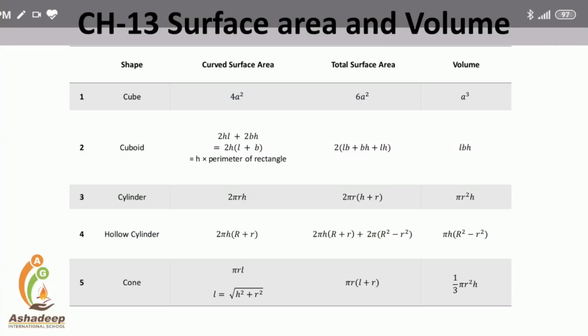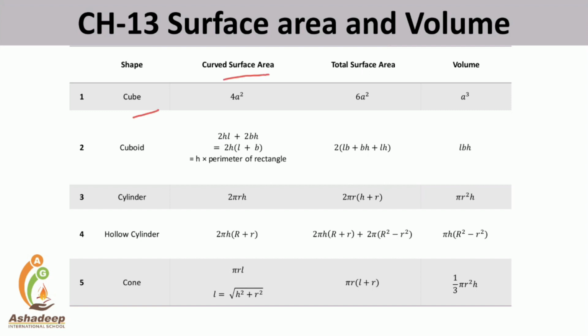So let's start with the formulas. These are the basic formulas that we already learned in Standard 9. Cube, and here curved surface area, total surface area and volume. These are the basic formulas, so we have to go through these three formulas, right? So let's move ahead.